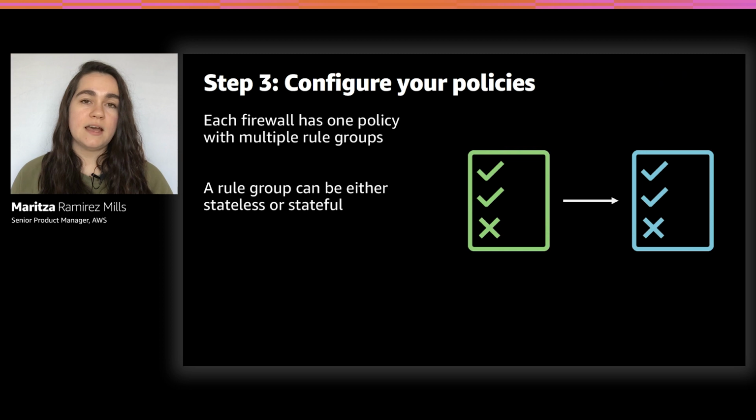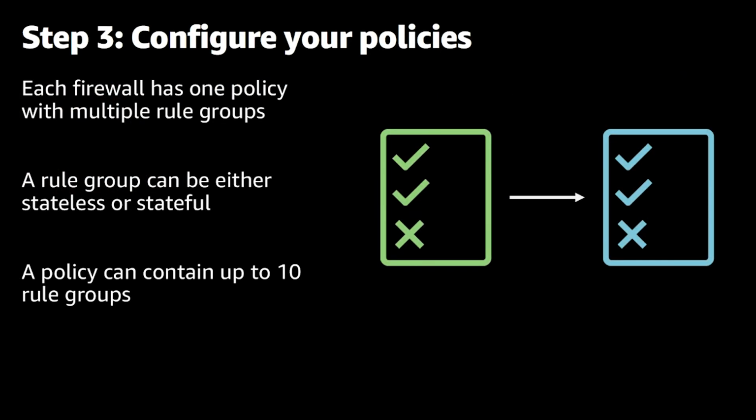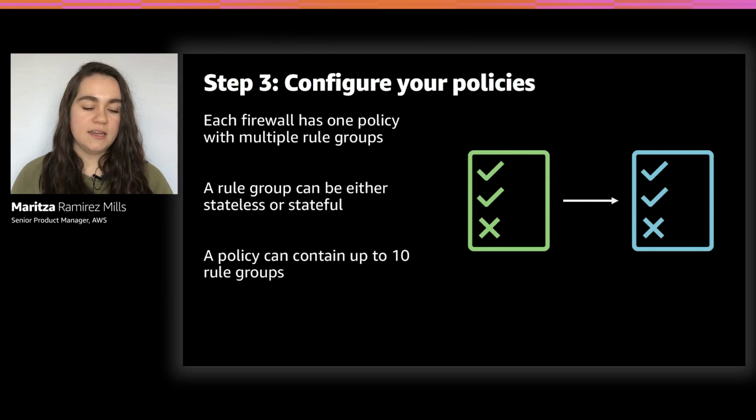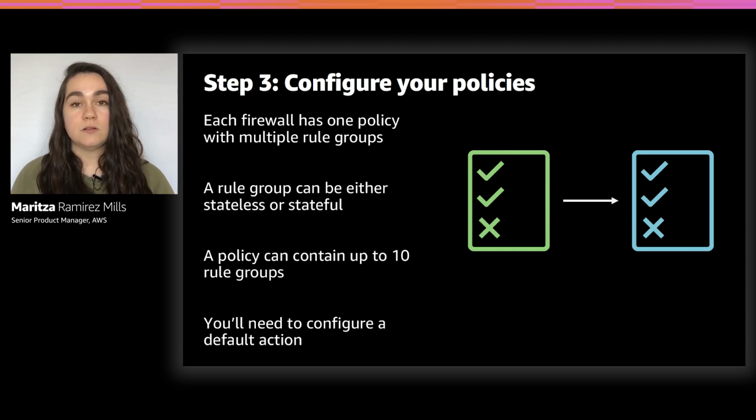A rule group can either be stateless, which means that it's inspecting individual packets as they pass through, or stateful, which means that it's looking at an entire flow of multiple packets and taking the full context of that flow into consideration. A policy itself can contain up to 10 rule groups, both a combination of stateless or stateful. And regardless of which type you choose, you're going to have to configure a default action.